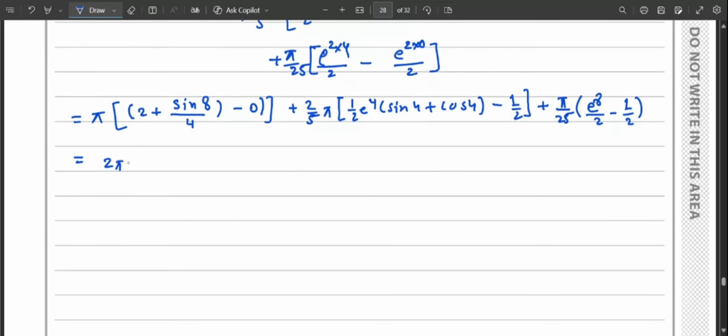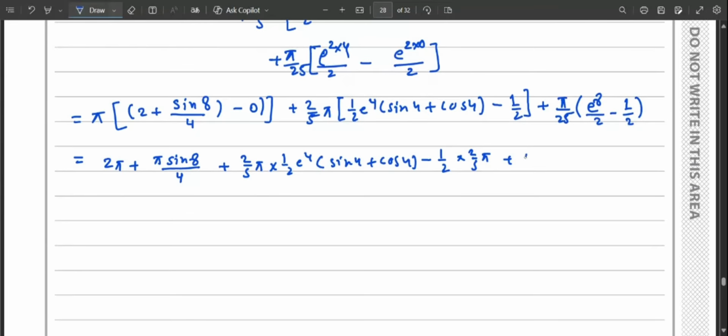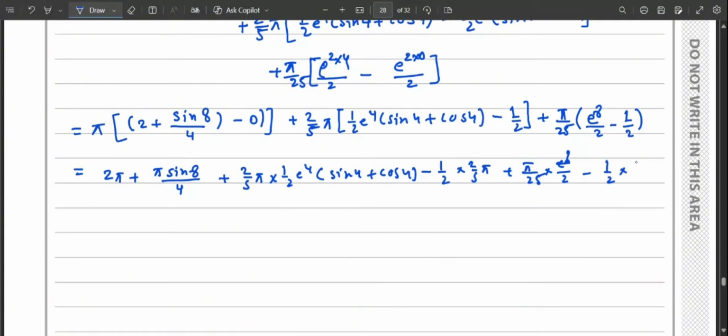Now I can just simplify. This will give me 2 pi plus pi sine 8 by 4 plus 2 by 5 pi into 1 by 2 e to the power of 4 sine 4 plus cos 4 minus 1 by 2, to the power of 2 by 5 pi, plus pi divided by 25 into e to the power of 8 divided by 2 minus half into pi divided by 25.